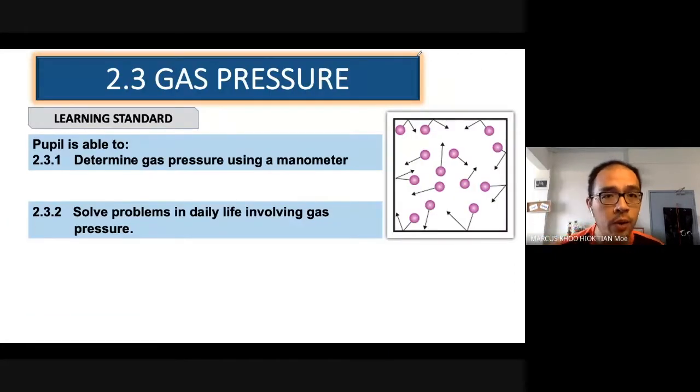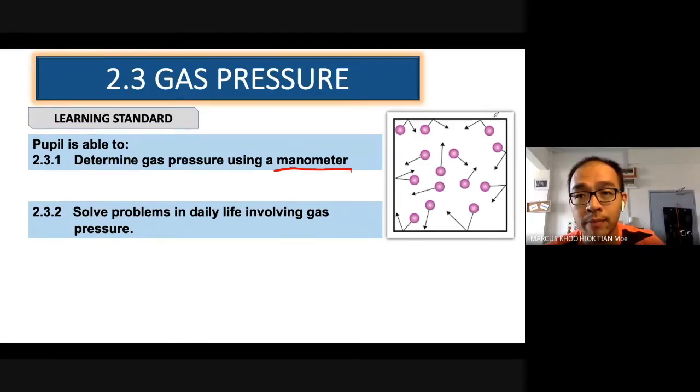Okay, so today the two things that we need to do is I need to teach you how to read the gas pressure using a manometer. We've talked about this before in the first subtopic, and then of course we're going to talk about normal problems. So this is what I'm talking about now.